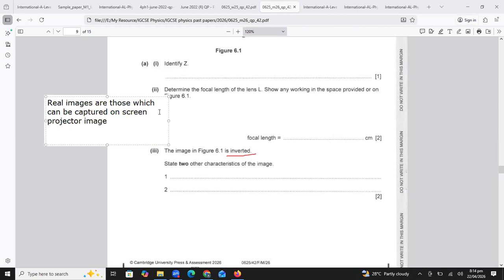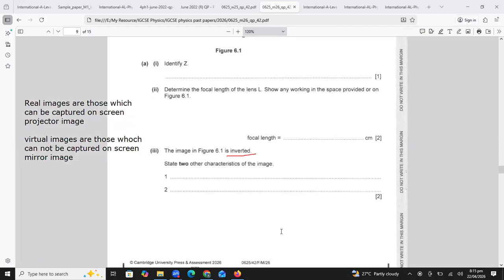All right. And what about the virtual images? Virtual images are those which cannot be captured on screen. All right, which cannot be captured on screen. Example of virtual images are mirror images, like the image which we observe in the mirror. That image cannot be captured on the white screen. So such images are virtual images.